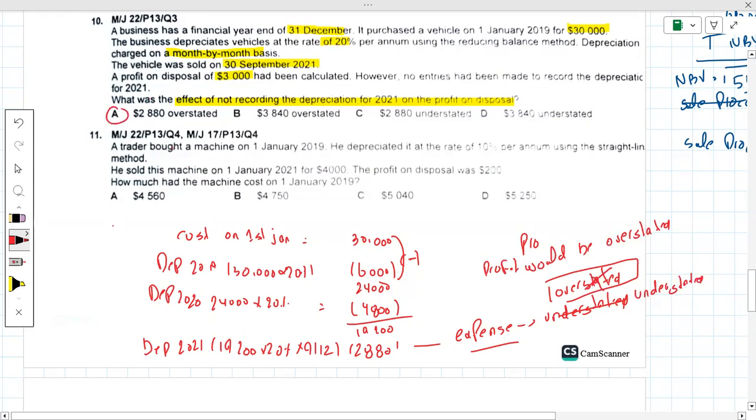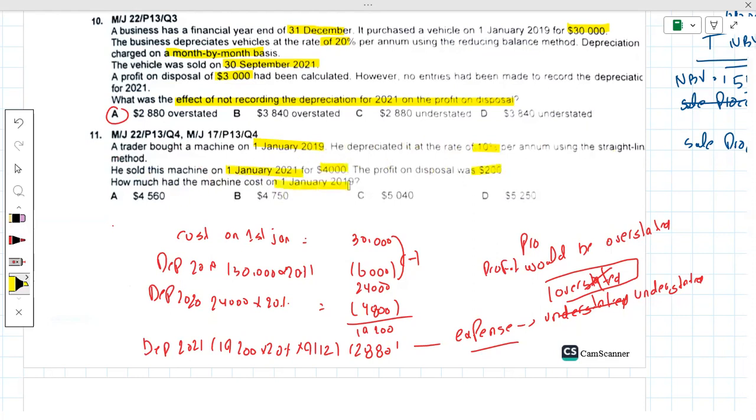Okay, so the next question. A person purchased a machine on 1st December 2019. It depreciates at the rate of 10% per annum using the straight line method. He sold his machine on 1st December 2021 for $4,000. The profit on disposal was $200. So how much had the machine cost on 1st December 2019? Okay, so we have to find out its cost.